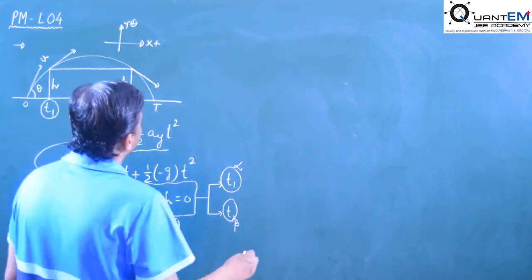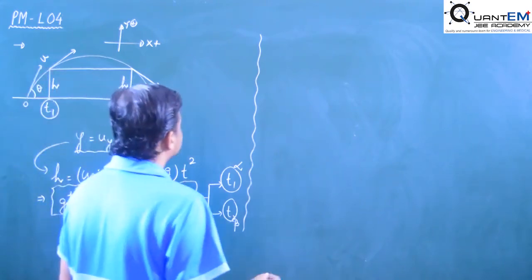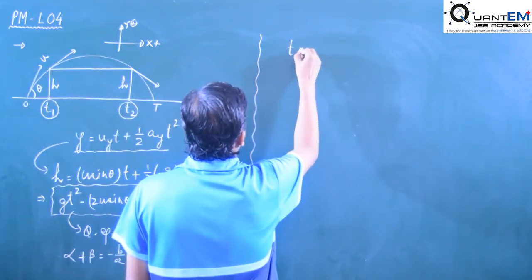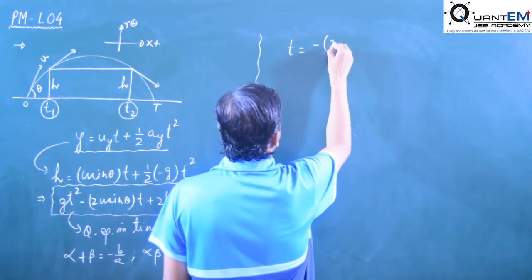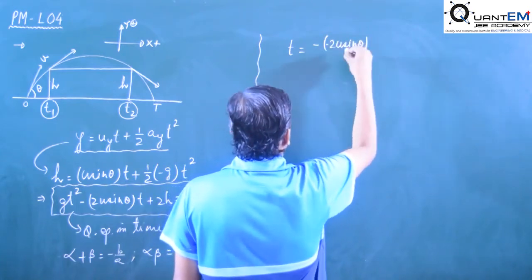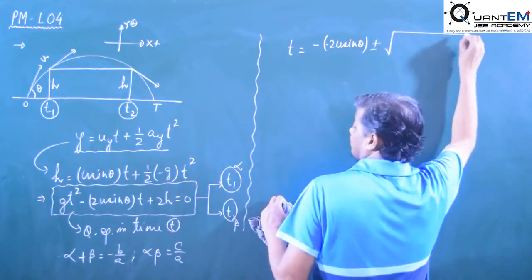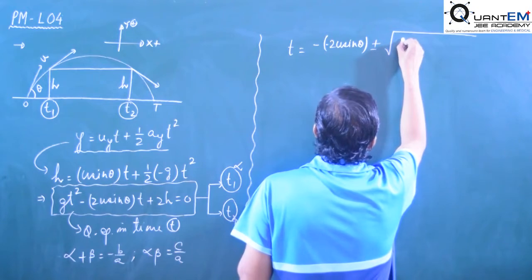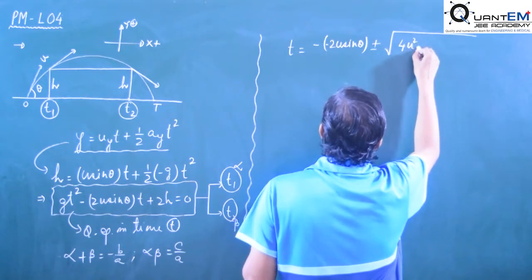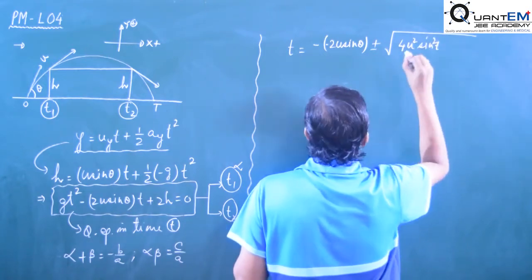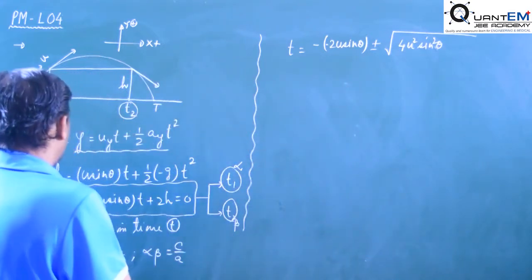Okay. So now we come to the solution. t we have minus b, minus of minus 2u sin theta, plus minus under root b square minus 4ac, b square of this, that is 4u square sin square theta minus 4ac. So 4ac we have what?